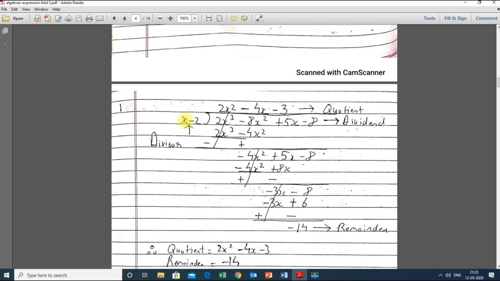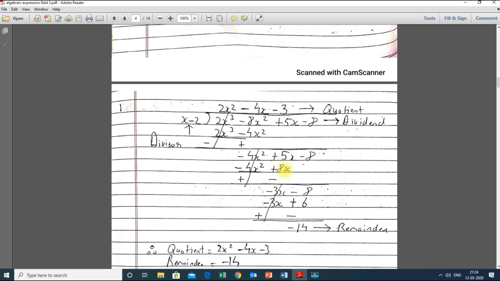Now what I will multiply with x? I will multiply with x only. So x into x is x square and I will multiply 4 because 4x into x will give me 4x square. And plus minus is minus. So minus 4x square I got. Now 2 into 4x, that is 8x. Now minus into minus is plus, therefore plus 8x over here.